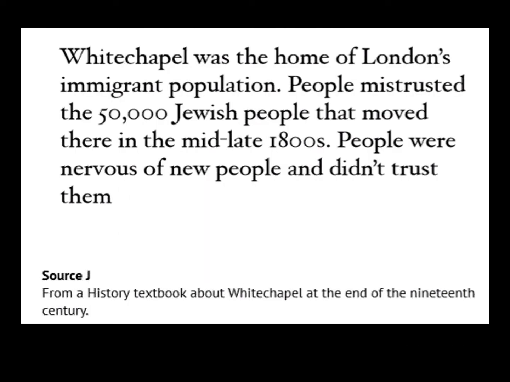Source J is a secondary source because it's from a textbook, and it tells you a little bit about Whitechapel at the end of the 19th century. It says Whitechapel was the home of London's immigrant population. So people that were moving into London went there. People mistrusted the 50,000 Jewish people that had moved there in the mid to late 1800s, and people were nervous of new people and didn't trust them. So they tried to keep themselves to themselves, but there were quite often new people coming into this area of London, especially people arriving on boats nearby, so it wouldn't be uncommon if a stranger did appear.